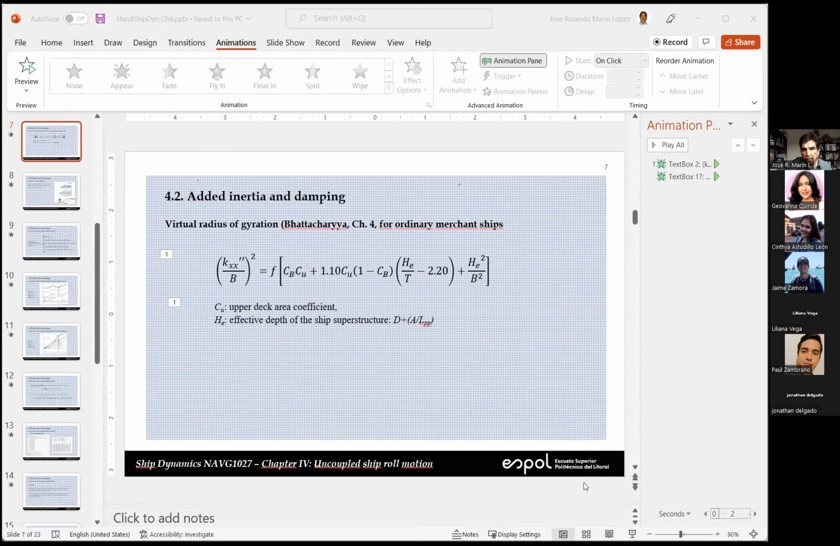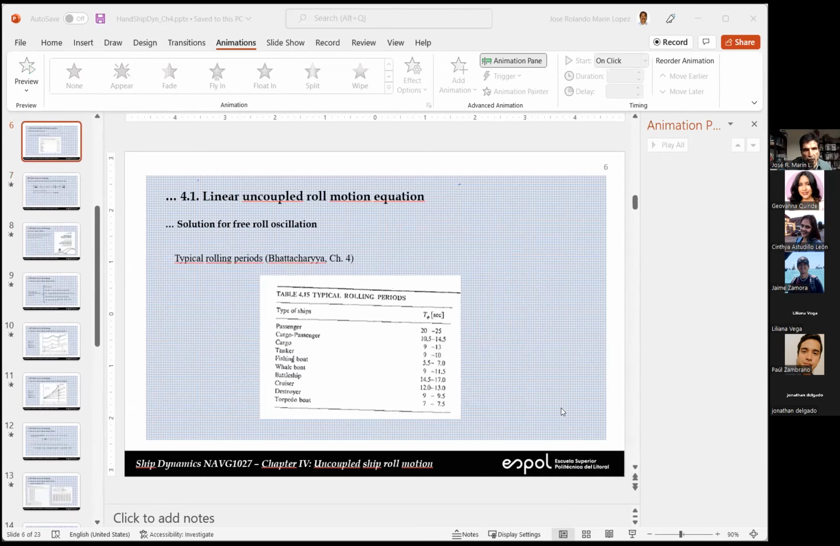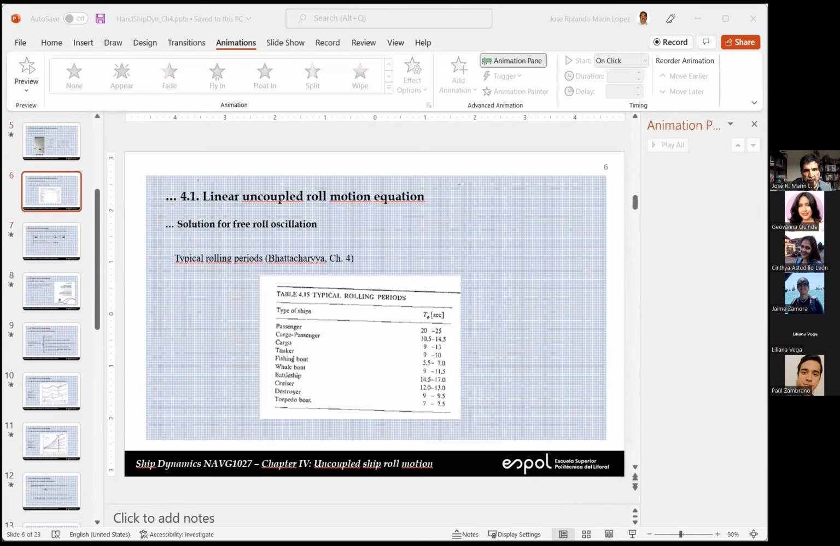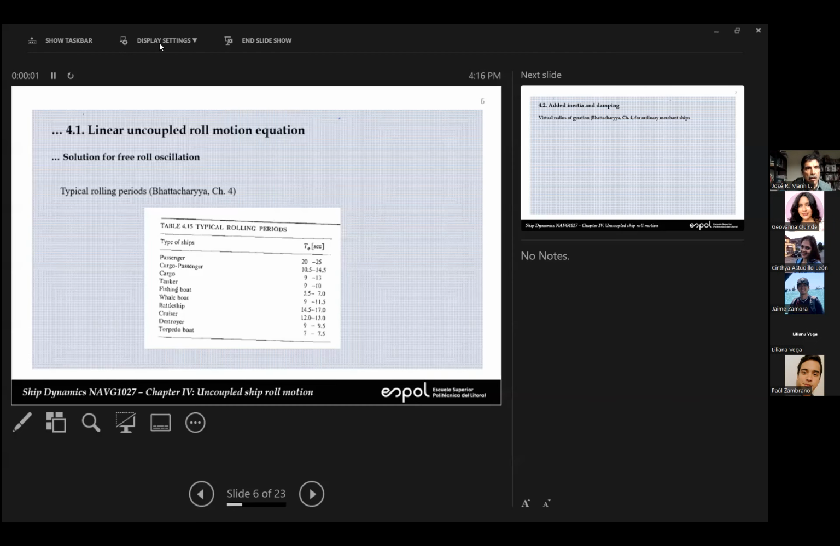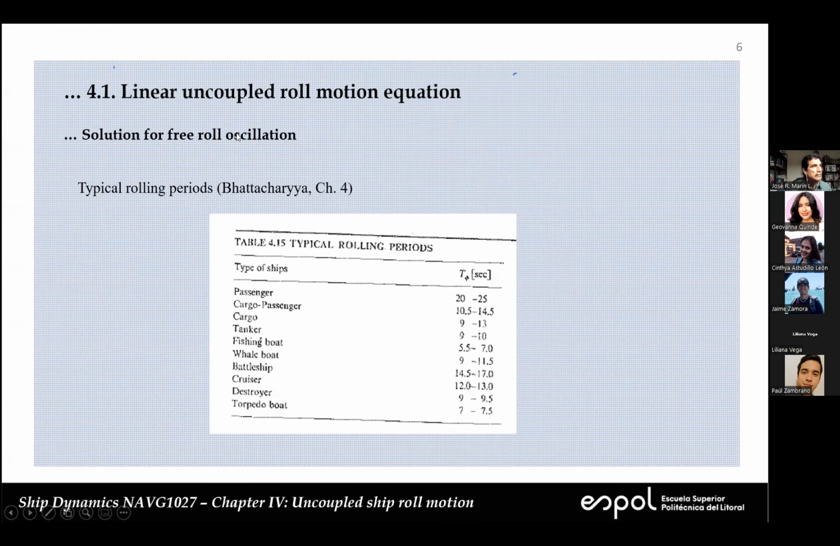Okay, here. So this was the last part of the last session. Can you confirm that you can see my full screen, people? Can you see my full screen? Yes, we can see. Thank you.